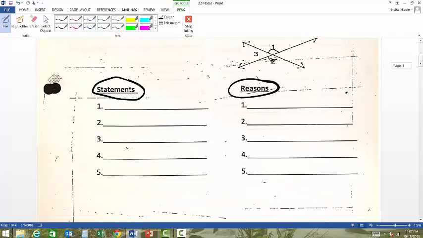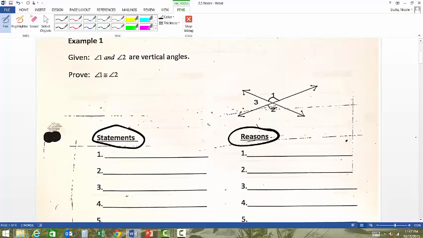With any proof, you must always restate the given information, and the purpose of that is for clarification. You don't want to assume that the reader who's reading your proof knows all the given, so you have to tell them what was given. So we're going to start by writing that angle 1 and angle 2 are vertical. And for the reason, we just write, again, given, kind of like we were doing yesterday.